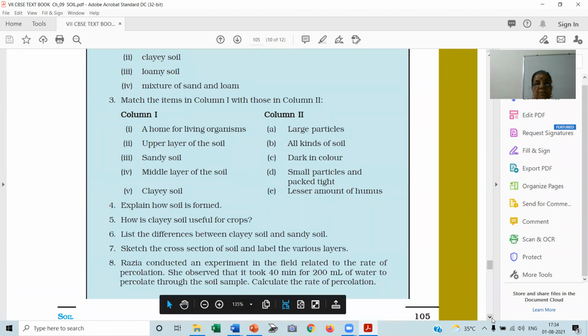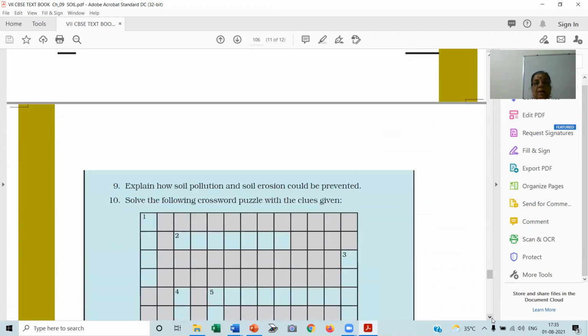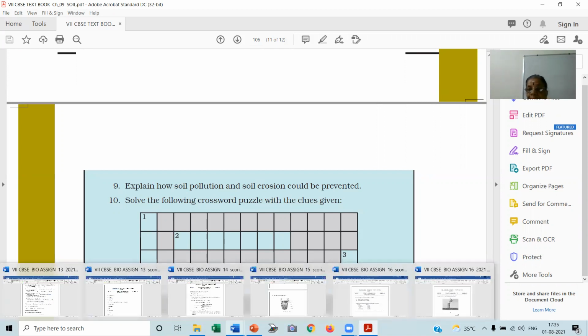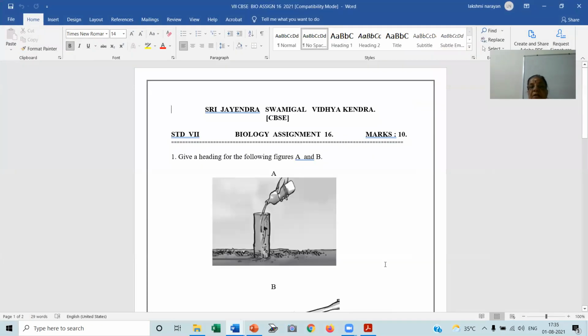Short answer is coming. How is clay soil used? The answers for questions 4 to 8 and 9 are coming. Now solve the crossword puzzle with the clues given. Assignment number 16. One more question I have added. Now we are discussing assignment number 16.